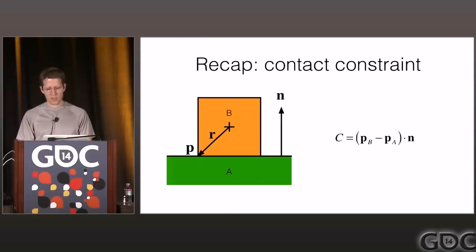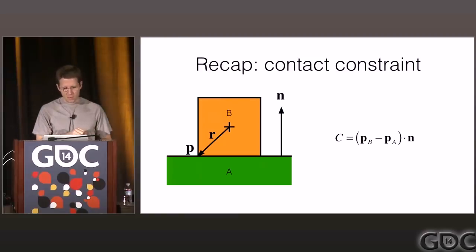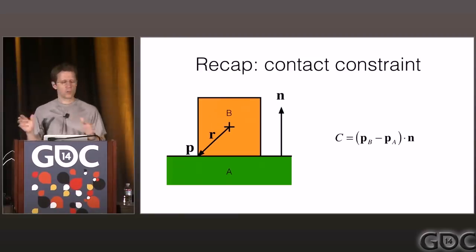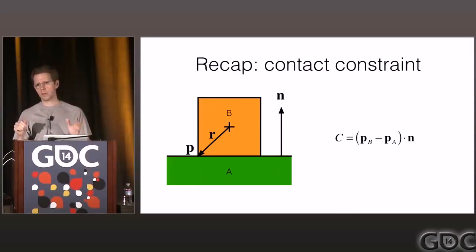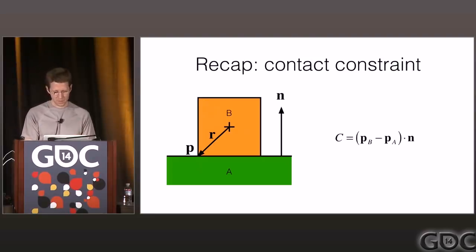So the contact constraint says that the contact points on the touching bodies don't move relative to each other along the contact normal. For right now, I'm just going to treat this as a bilateral constraint. In other words, I'm not going to let the box leave the surface. Later on, I will talk about how to handle inequality constraints.